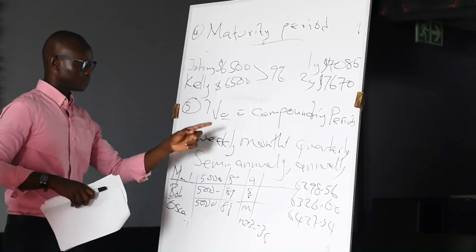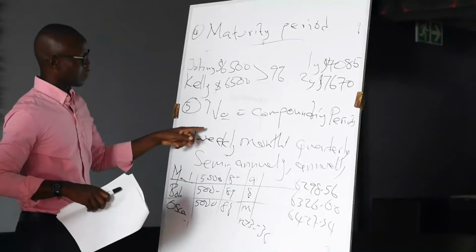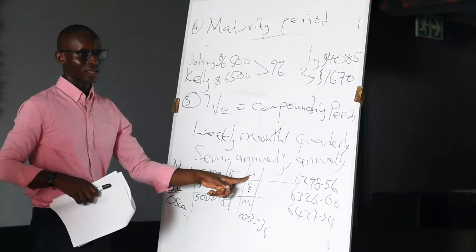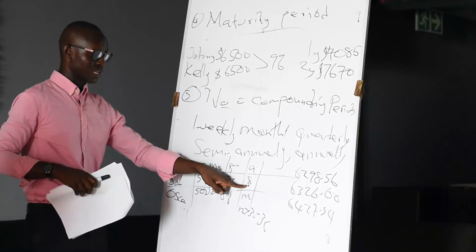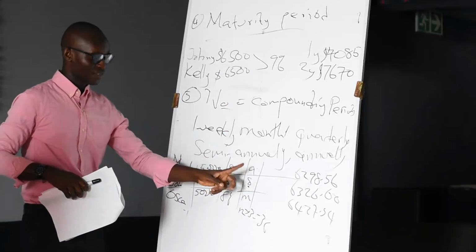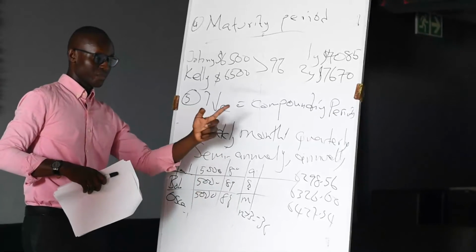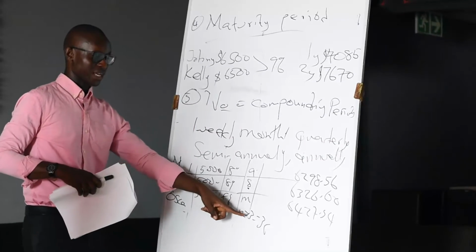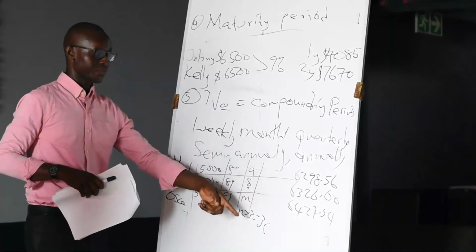Then the difference here is that one is going to have a compounding period of annually, every year, so 3 times in 3 years. Semi-annually means 2 times in a year, multiplied by 3, giving us 6 compounding periods. And then monthly means every month, which is 12 in a year, multiplied by 3, we're going to get 36 compounding periods.